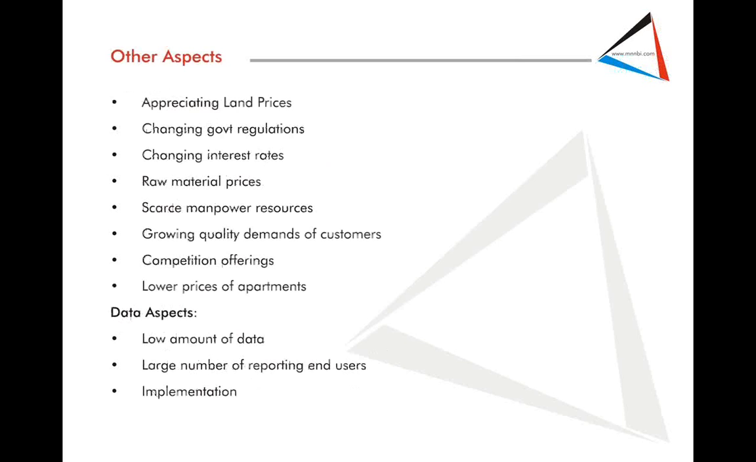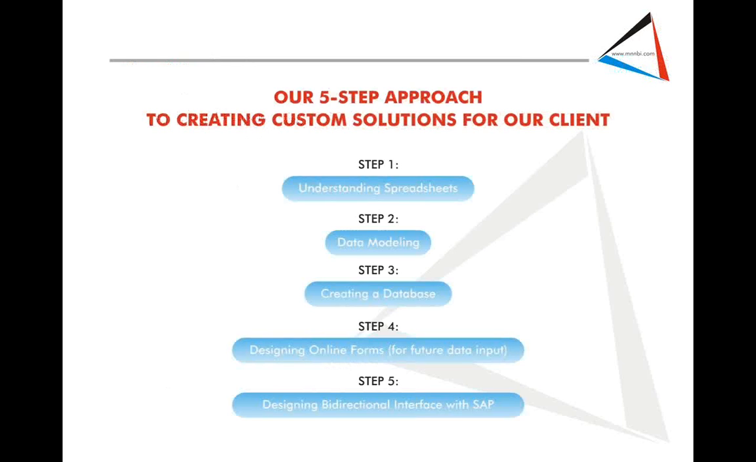So these are the parameters which were taken into consideration: the appreciating land prices, the changing government regulations, changing interest rates. These factors actually add unpredictability to the model. So we have actually looked at this. The other aspect which is very common is that the amount of data within the construction industry is very low. So data is not that easily available, and the number of reporting end users is limited. And implementation is a tough ball game. We did all these 5 processes.